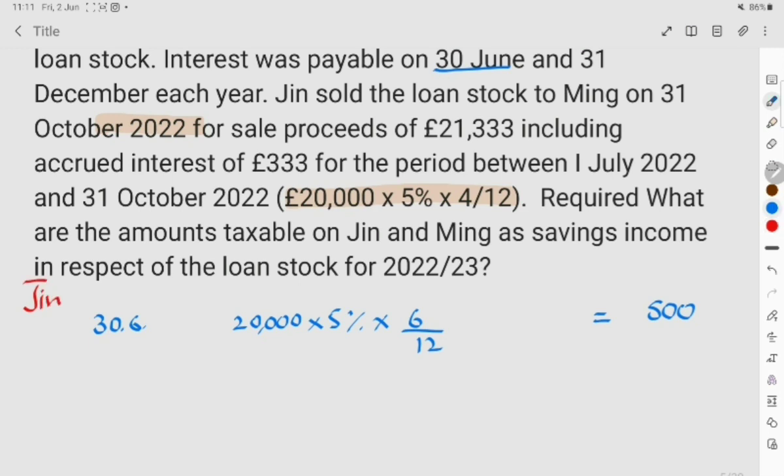Further, we have to calculate the income of Jin because he has held the investment from 30th June to 31st October. So this is the period of 4 months, July, August, September, October. So for this 4 months period, the amount of interest that he has received, not yet received, but receivable for him, is to be included as his income, and that is 333. So total income of Jin would be recorded as 833.